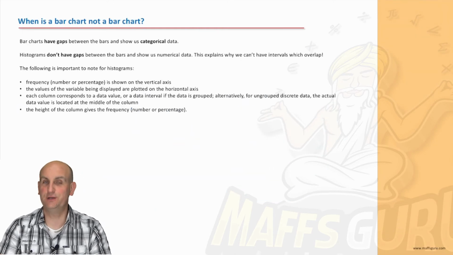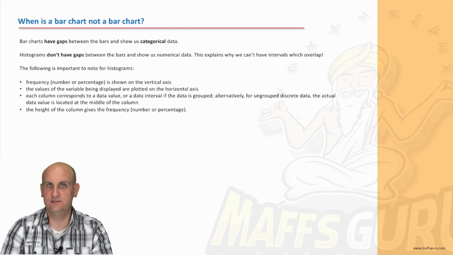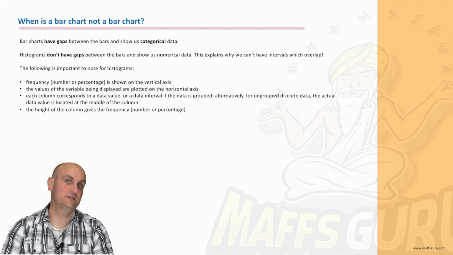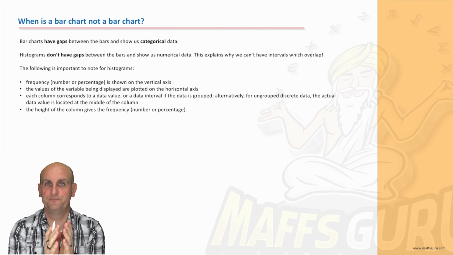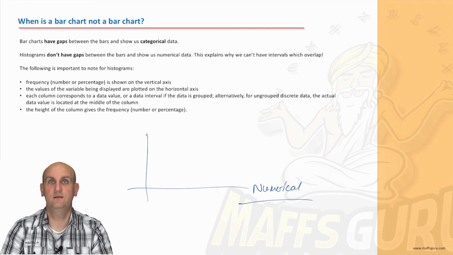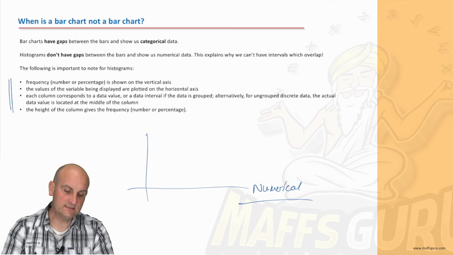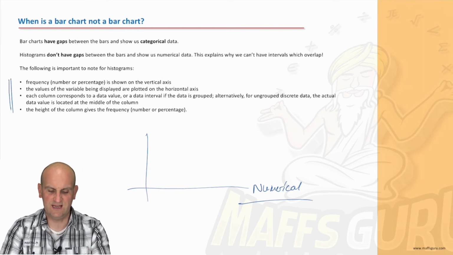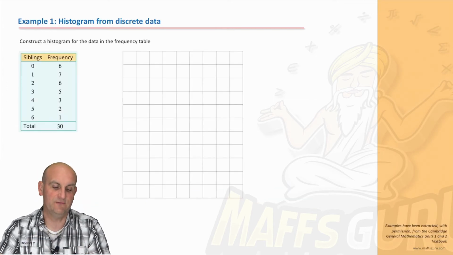Now, when is a bar chart not a bar chart? When it's a histogram. Yes, ladies and gentlemen, on the whole, a bar chart and a histogram are exactly the same thing, except histograms don't have gaps, and histograms deal with numerical data. So if you have numerical data, you're always going to draw a histogram. And as it says here, there are certain things that are important. Frequency is shown on the vertical axis, the values of the variable are plotted on the horizontal axis, and columns are very similar to a bar chart. So let's actually have a look.